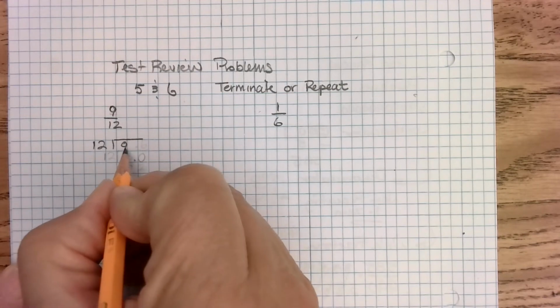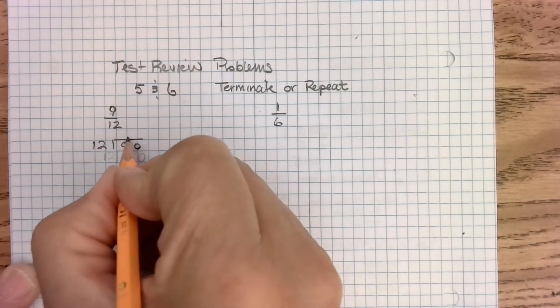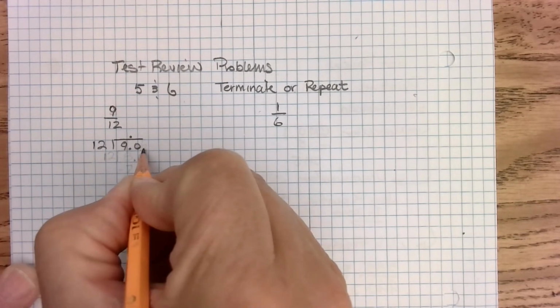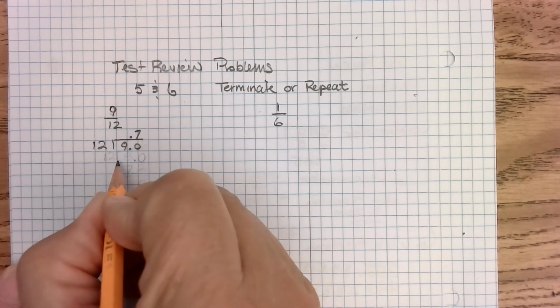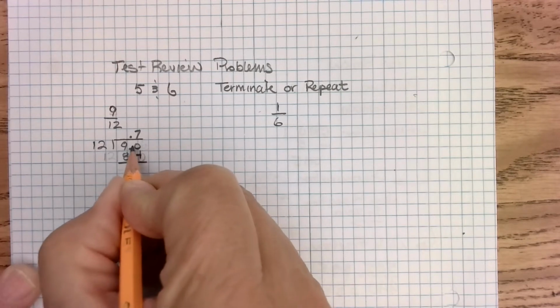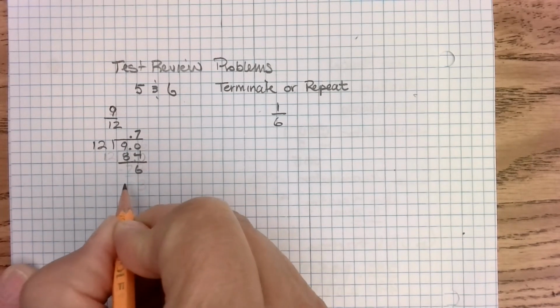We got 12 divided into 9. It won't go into 9, but it will go into 90. It will go 7 times. 8 times 12 would be 96, so 96 is too big, so I'm going to drop back to 7. 7 times 12 is 84. So I subtract those two. 90 minus 84 will give me a 6.